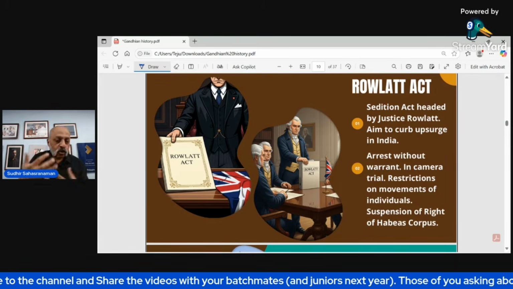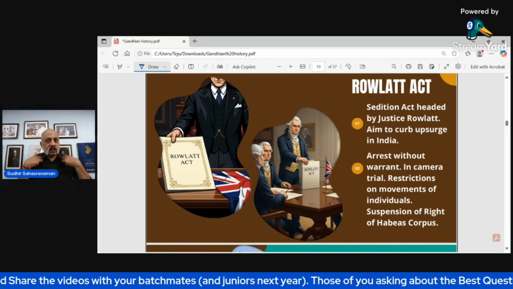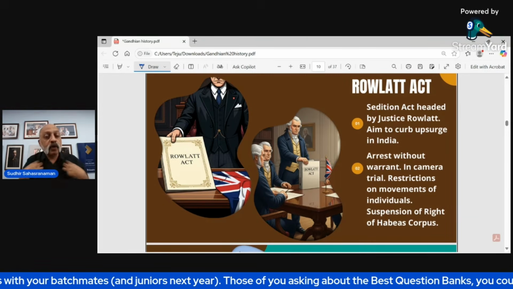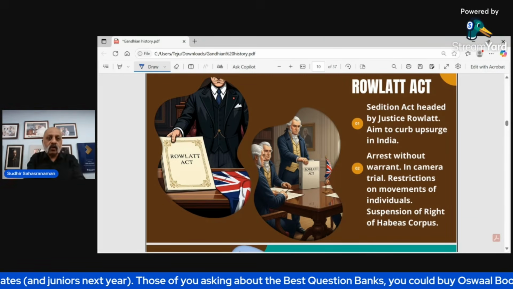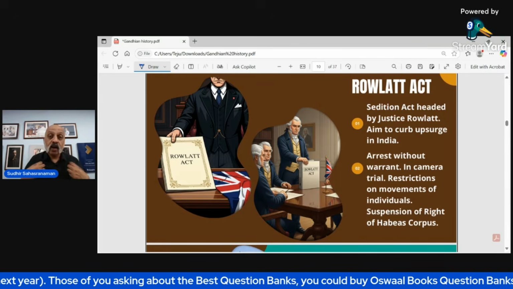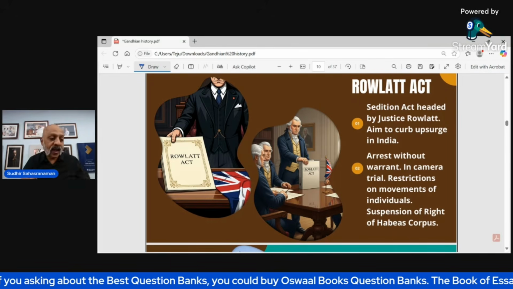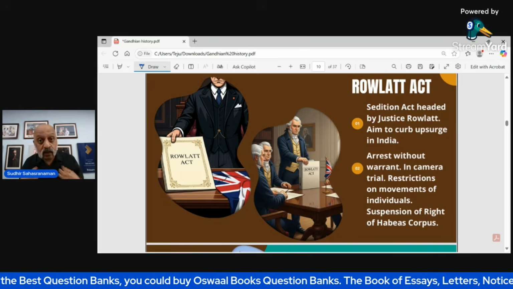So if somebody I know is missing, I can't go to court and file a petition against that. So you see, basically your fundamental rights were being curbed as a result of this draconian act, which is why the Rowlatt Act was known as the Black Bill.